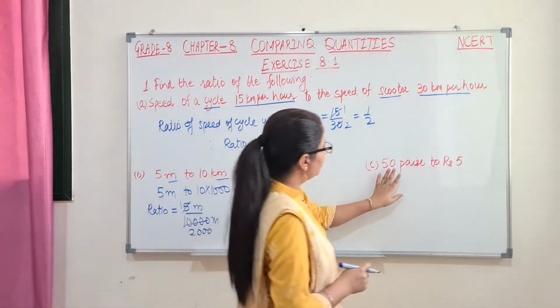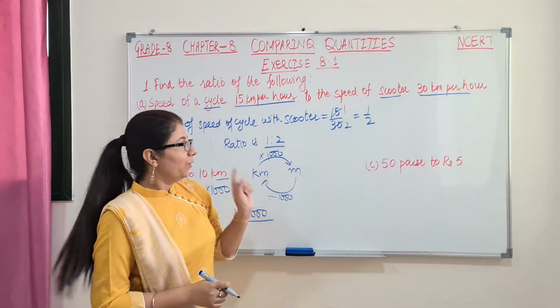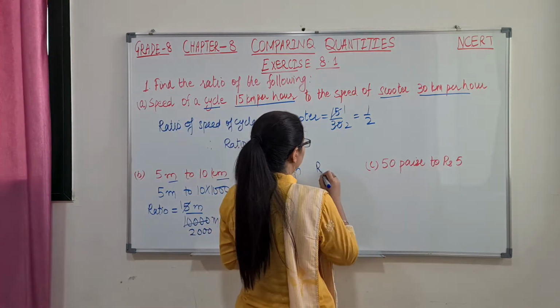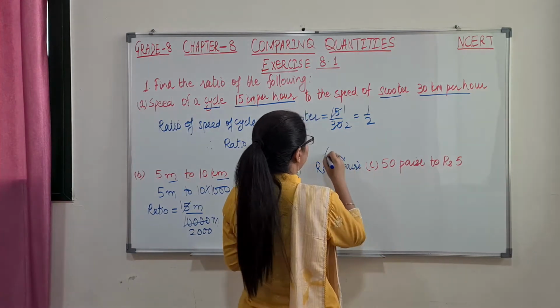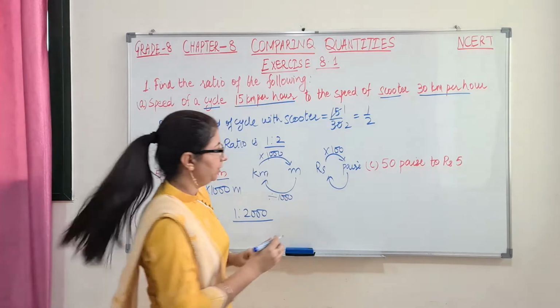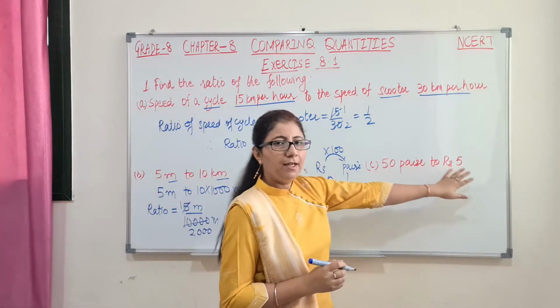Here again, the ratio of 50 paise to 5 rupees. Again the units are not the same. One is in paise, the second one is in rupees. As you all know how to convert rupees to paise, multiply by 100, and if it is paise to rupees, then we will divide by 100. So let's see 50 paise and 5 rupees.